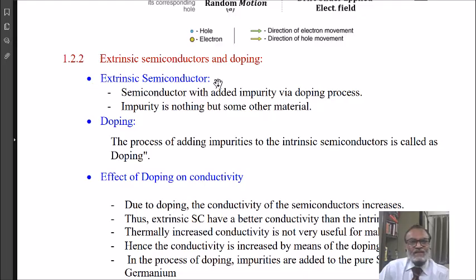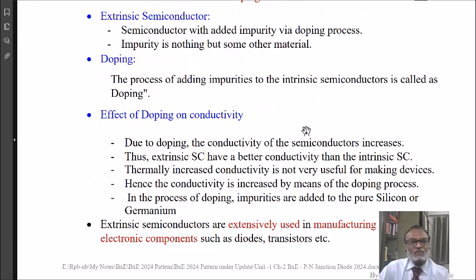So we can define the extrinsic semiconductor as a semiconductor with added impurity via a process called doping. Impurity is nothing but another material. Doping is a process of adding the impurity to the intrinsic semiconductor. The effect of doping on the conductivity can be analyzed on the following points.